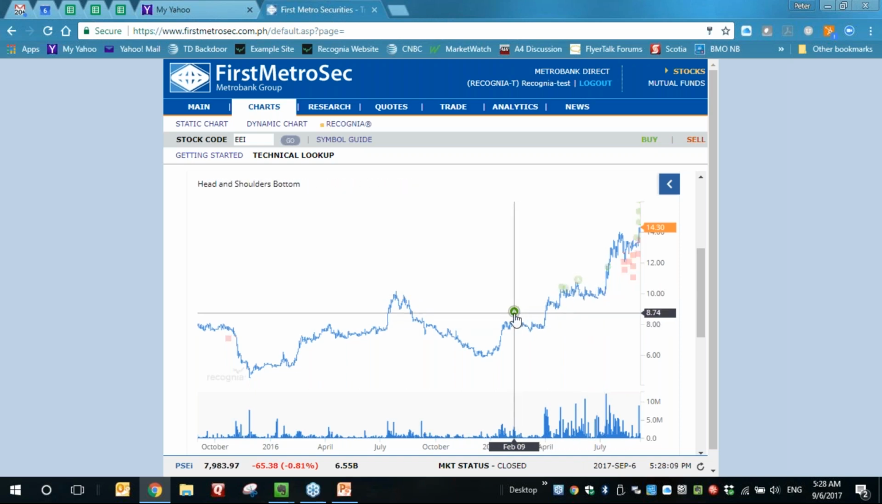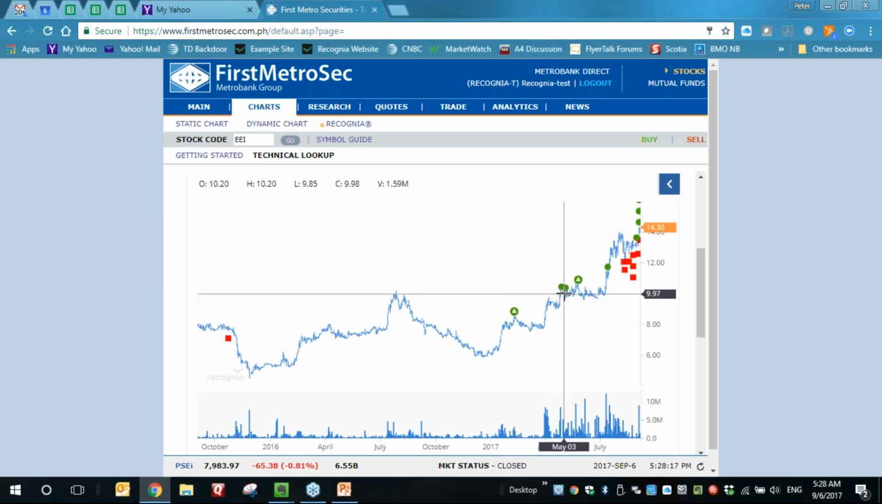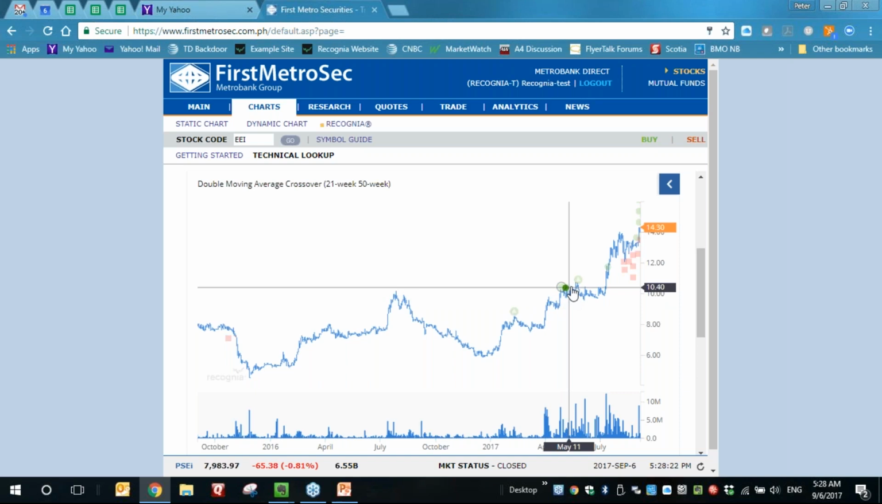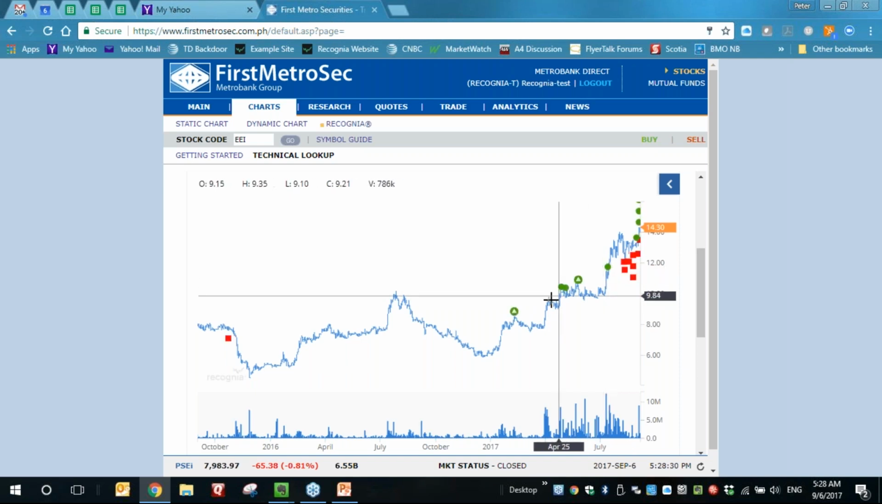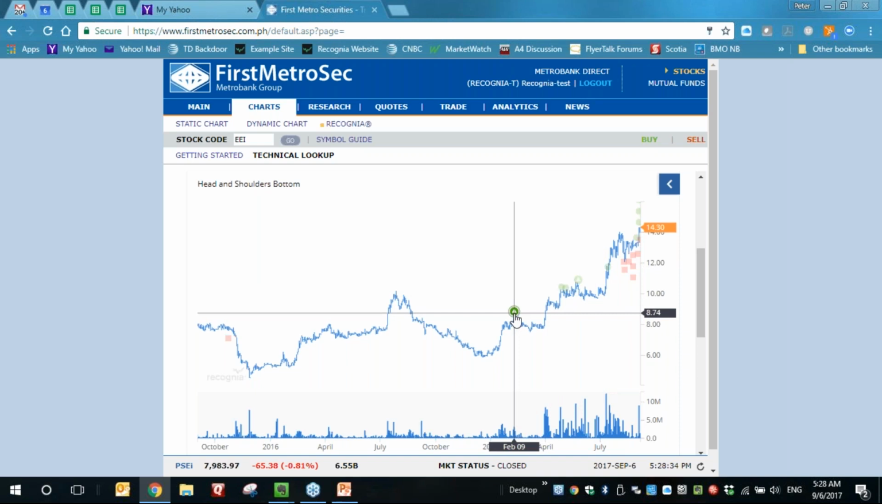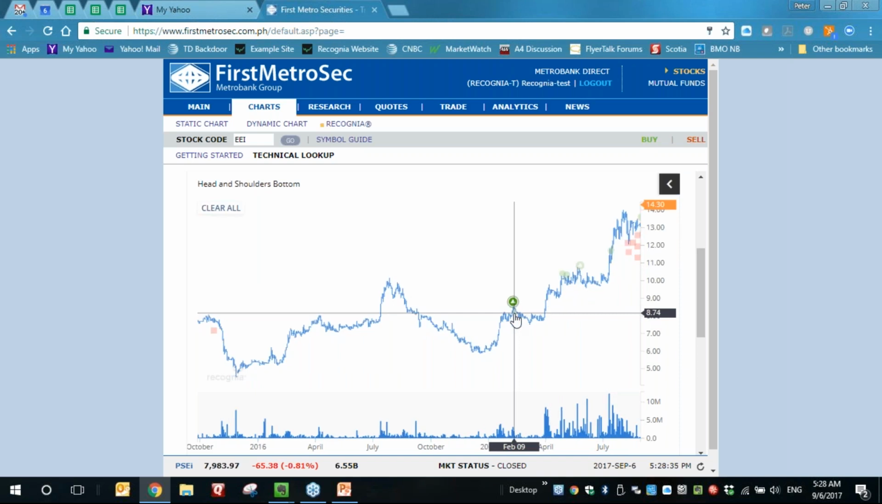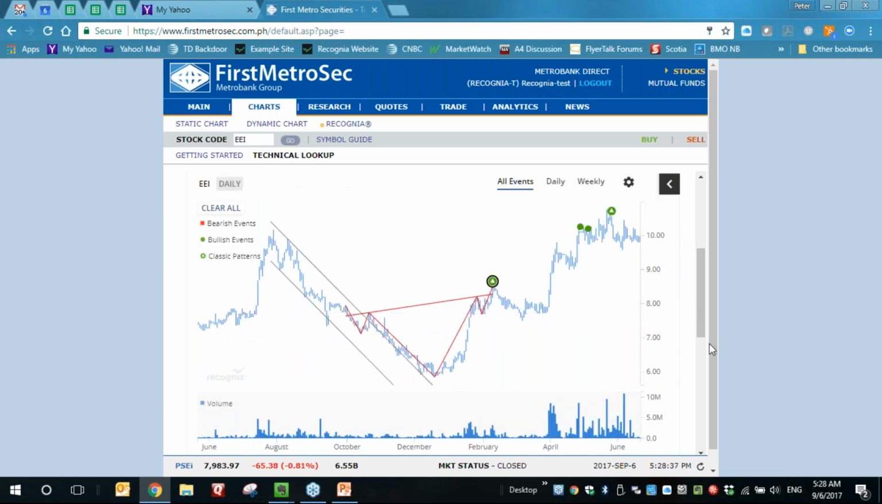If you hover your mouse over any one of these, it tells you at the top left what that particular classic pattern was. In this case, this is a head and shoulders bottom. We had price crossing the 200-week moving average. We had an upside breakout. We had a moving average convergence divergence indicator, and so on. And if I click on these events, like here's a head and shoulders bottom that occurred back in February 2017, it'll draw that pattern on the price chart for me.